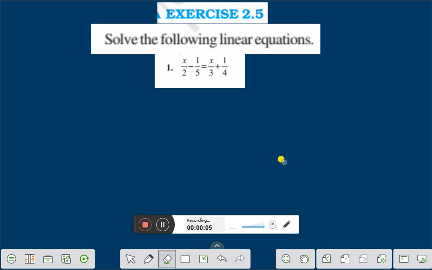Hello everyone. Today we shall discuss exercise 2.5 question number 1. Solve the following linear equations. x by 2 minus 1 by 5 is equal to x by 3 plus 1 by 4. Let us solve.